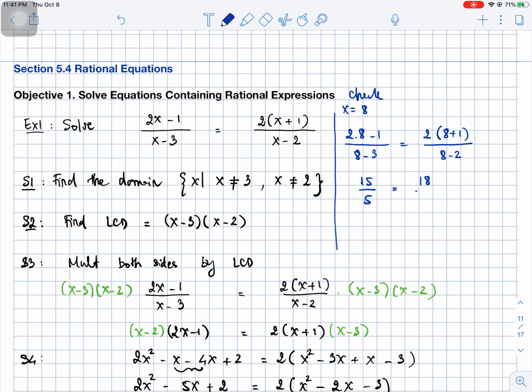2 times 8 is 16, minus 1 is 15, and on the bottom is 5. And on the right hand side, 8 plus 1 is 9, times 2 is 18, over 6. The left hand side and the right hand side both equal 3, and we got a true statement. So the solution for this problem, the solution set is 8.